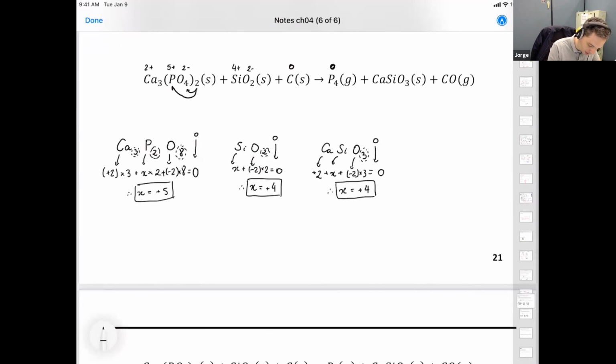And I'm going to write the oxidation number for each element on top of the structure. Calcium 2+, silicon 4+, oxygen 2-.